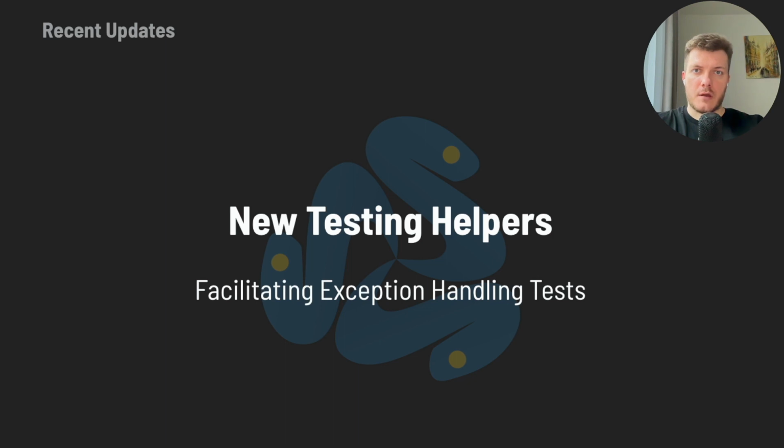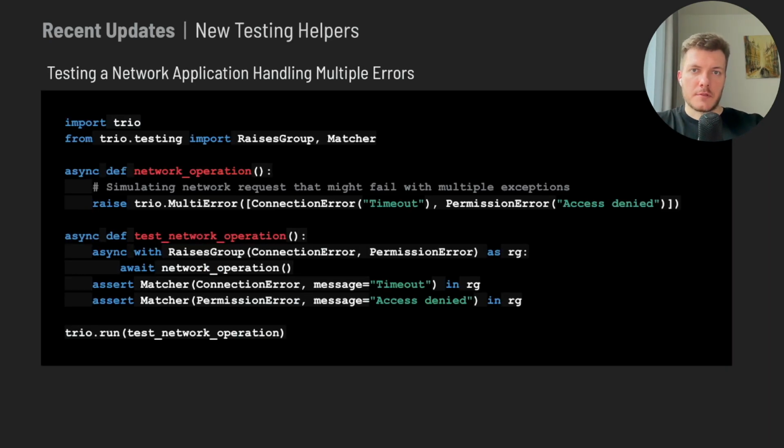Trio 24 introduces new helper classes designed to improve testing of exception groups. The new test helpers, RaisesGroup and Matcher, play a key role in handling Trio exception groups in tests. RaisesGroup is used to specify expected exceptions, functioning similarly to pytest.raises, but for multiple exceptions. Matcher allows detailed assertion of exception types and messages within an exception group. This example demonstrates how Trio's testing tools can be applied in a network application scenario.